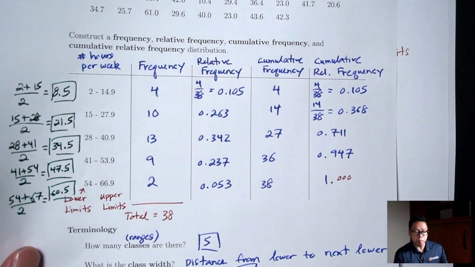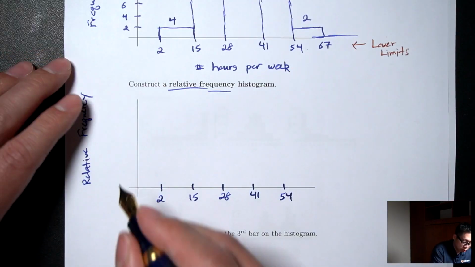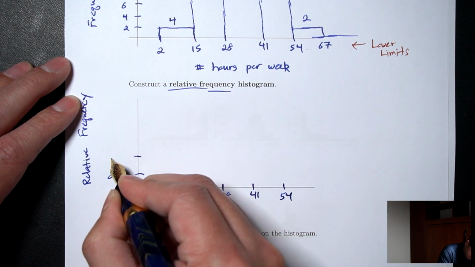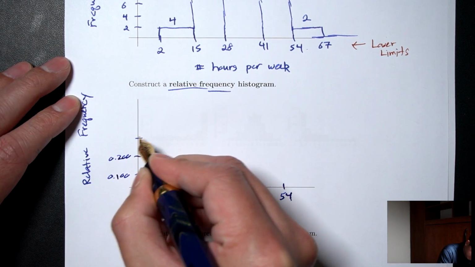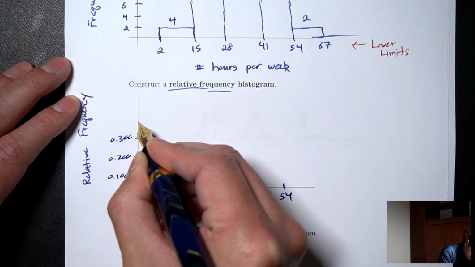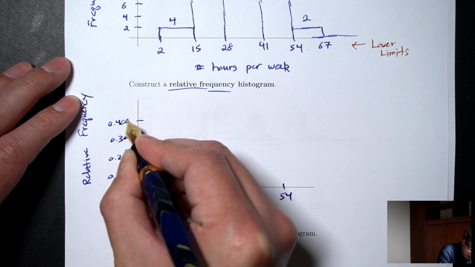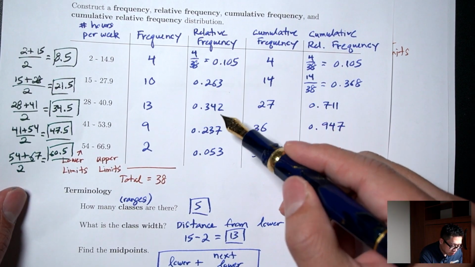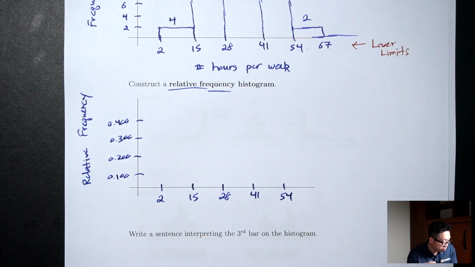So I'm going to go up by 0.100, 0.200, 0.300, 0.400, and let's see, I need to get up to 0.342. So I think I'm good there.